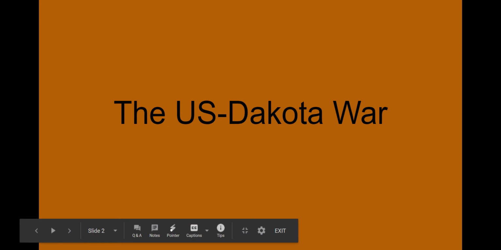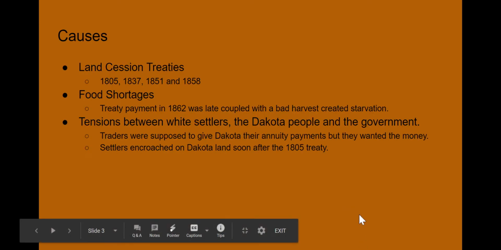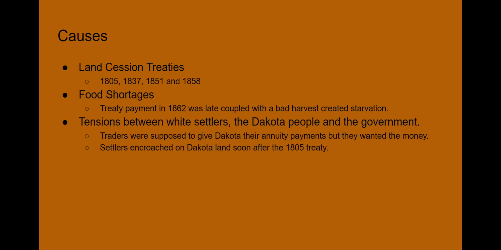The US-Dakota War has many causes, but these are the 3 main ones. Land cession treaties that began at the beginning of the 19th century in 1805 and extended up to 1858, which is the year Minnesota became a state.